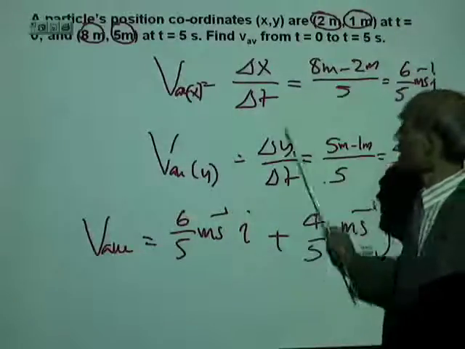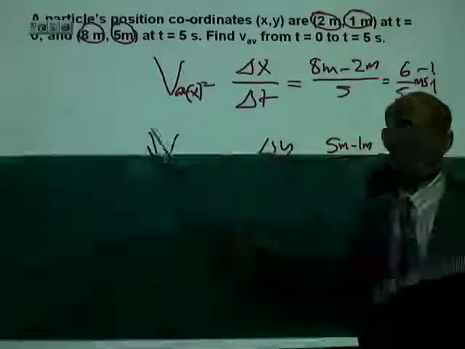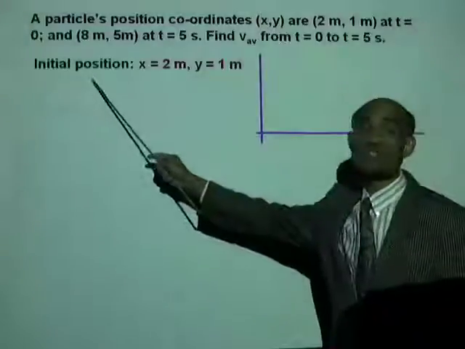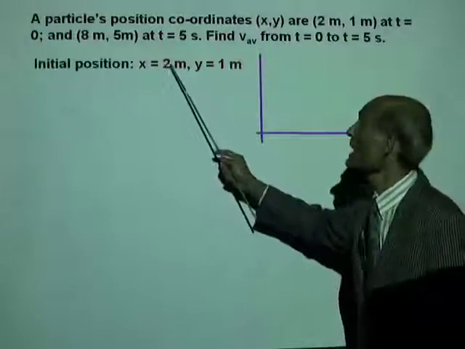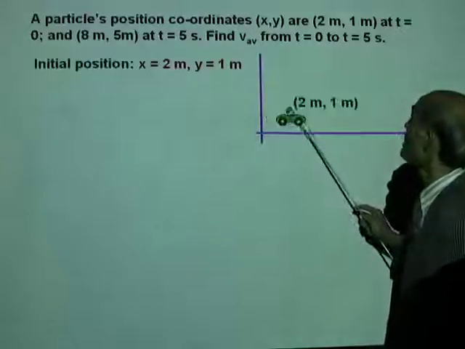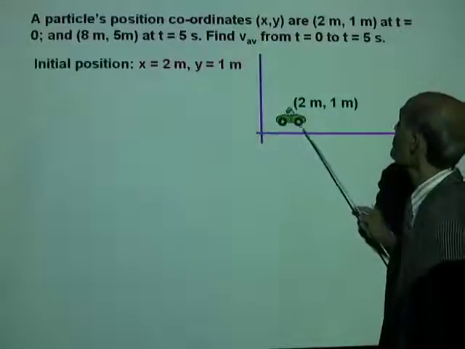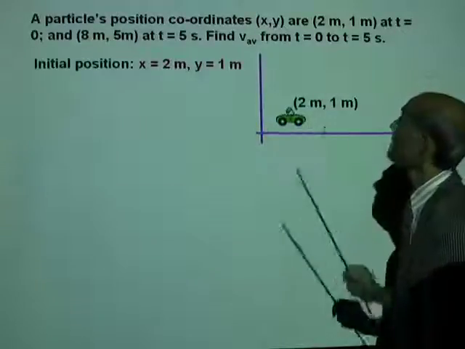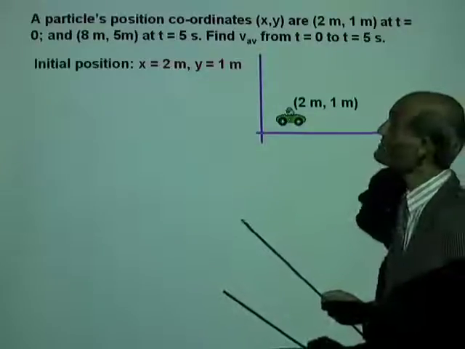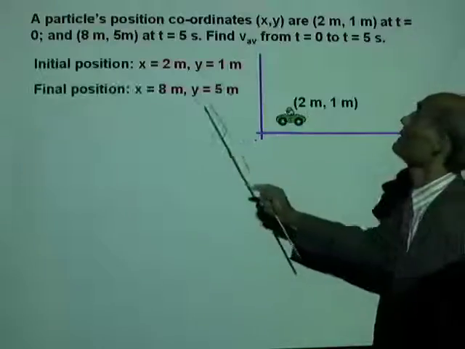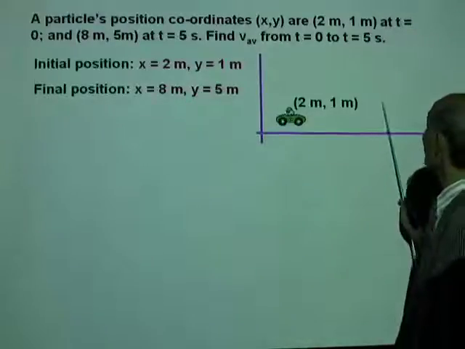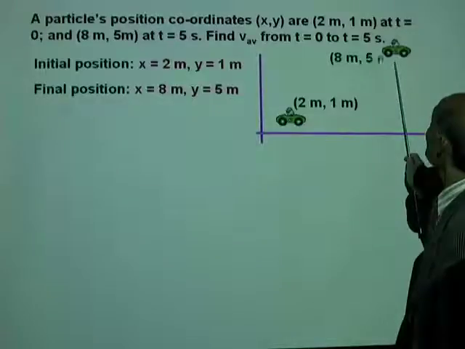Alright, let's go back and look at this one more time. The initial x position is x equal to 2, y equal to 1. There it is. That is the initial position. And after 5 seconds, where is the object? The final position is x equal to 8, y equal to 5, over here.